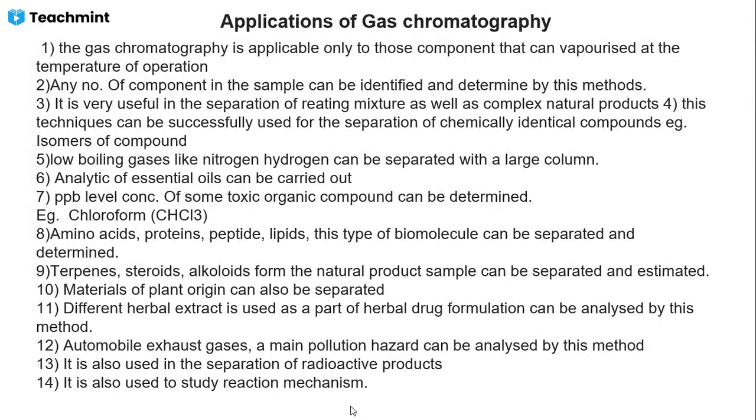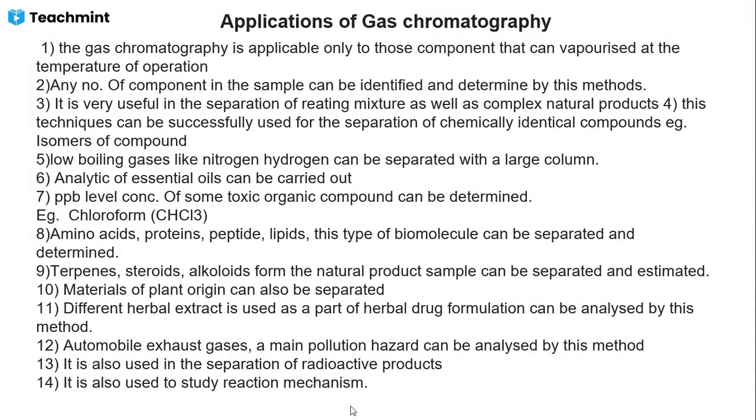You can differentiate them. Okay, low boiling gases like nitrogen and hydrogen can be separated with a large column. Analysis of essential oils can be carried out. Analysis of ppb level concentrations, parts per billion, of some toxic compounds. You know, people who take drugs, chromatography is also done on their samples, so that even if they have taken drugs in trace amounts, you can easily identify it.